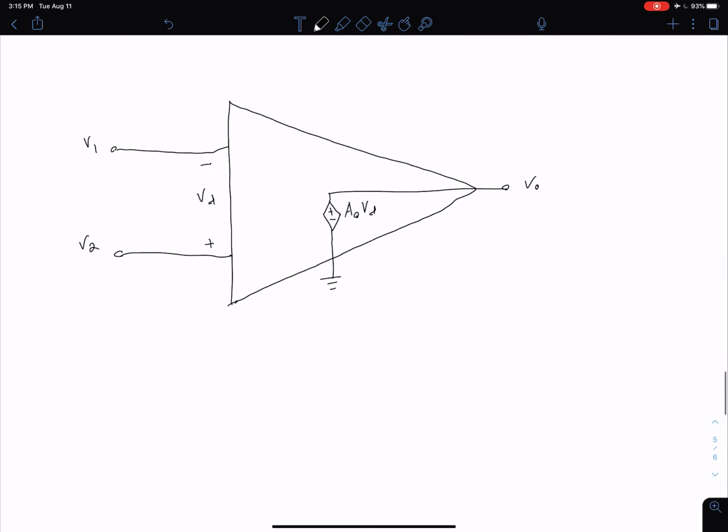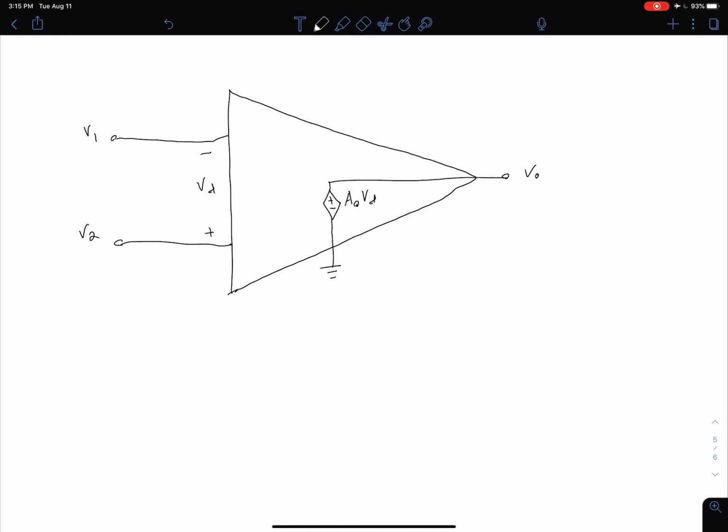We see we have on the left our two inputs V1 and V2. Between the two we've defined this differential input voltage VD, and then our output is connected directly to this dependent voltage source, which has a value of A0 VD, where A0 was our voltage gain of the amplifier. So we're going to talk about a few key points of this ideal op-amp.